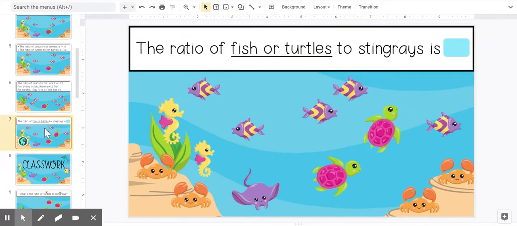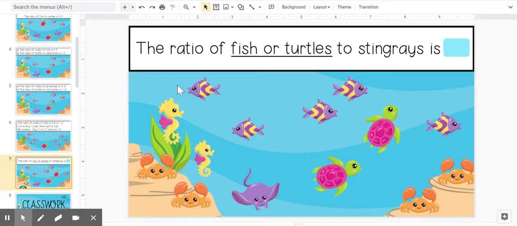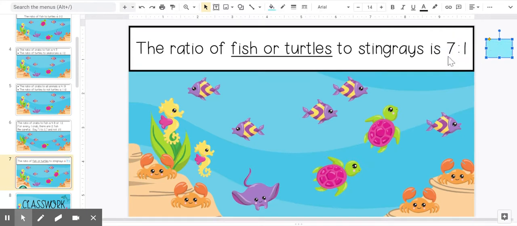All right, and lastly, the ratio of fish or turtles to stingrays. So we have to figure out how many of the animals are either a fish or a turtle. Well, this one's a fish or a turtle. This one's a fish or a turtle. This is a fish or a turtle. And this, and this, and this, and this. So 7 of these animals are either a fish or a turtle. Then for the stingrays, just 1. So the ratio is 7 to 1.